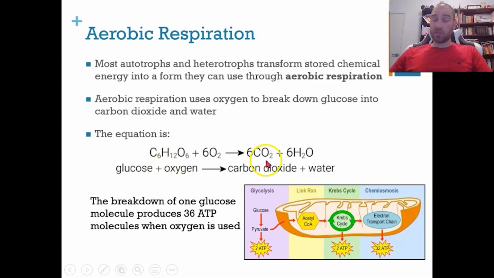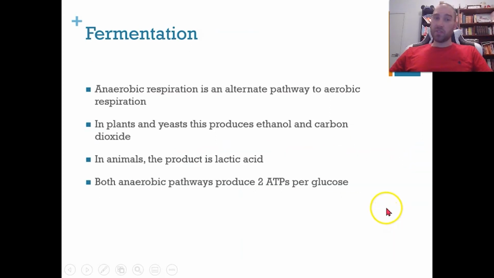So you need to know the equation. Glucose plus oxygen goes to carbon dioxide and water, and you need to know both the chemical equation using our symbols and the word equation too. You can use both. An alternative to using oxygen is called fermentation or anaerobic respiration. So it produces different products, and it produces far less energy per glucose molecule. In plants and yeast, ethanol and carbon dioxide are produced, and in animals we produce lactic acid.